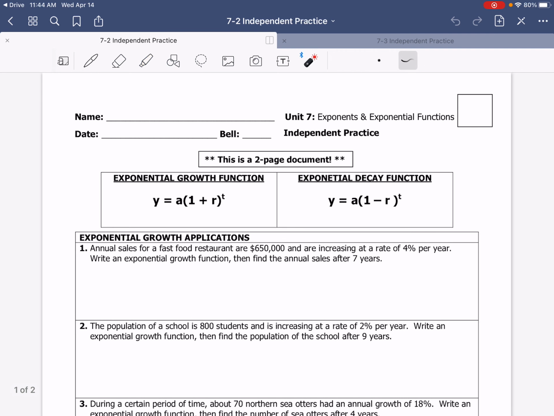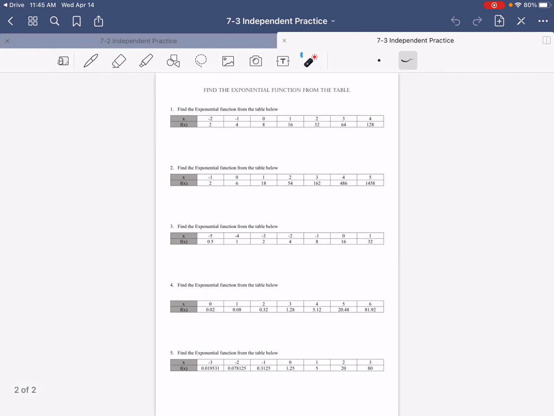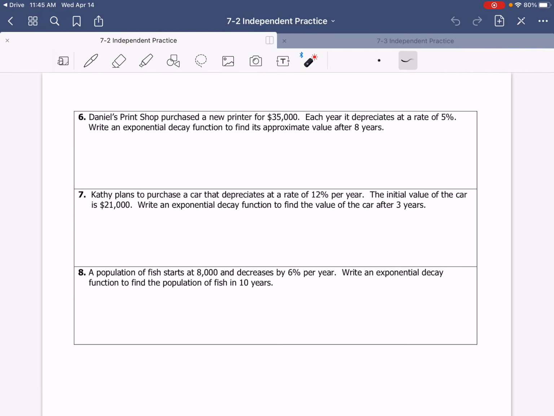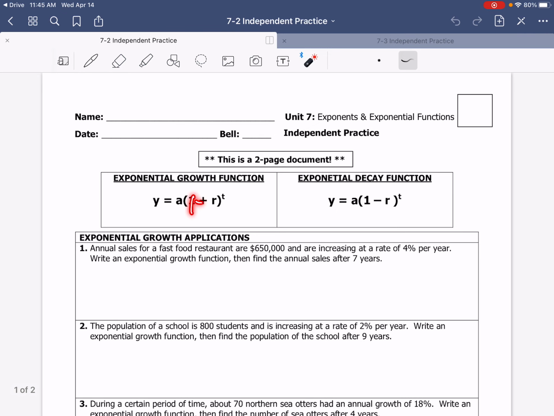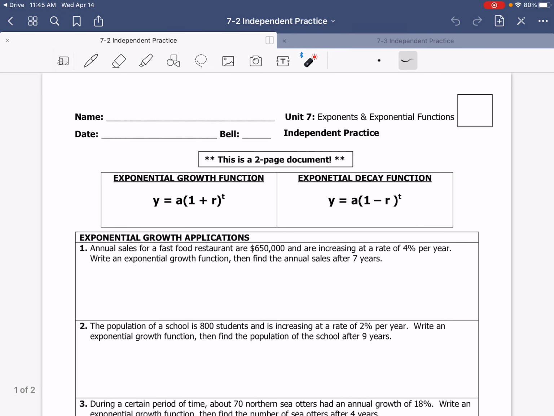Just remember for exponential growth, you have to do 1 plus. Exponential decay, you have to do 1 minus. And this happens whenever you see a percentage. If you don't see a percent, then you don't have to do 1 plus or 1 minus. That 1 plus or 1 minus for the base only applies usually when you're doing word problems, right?